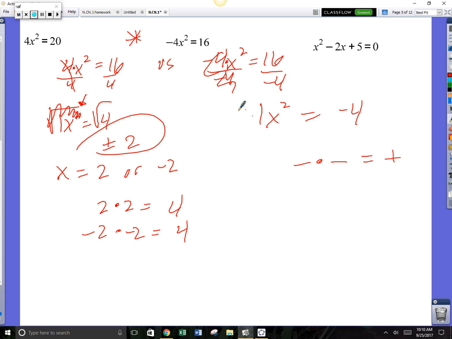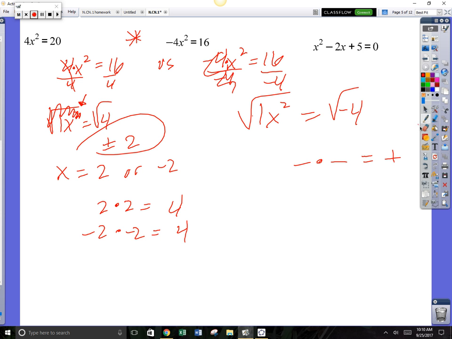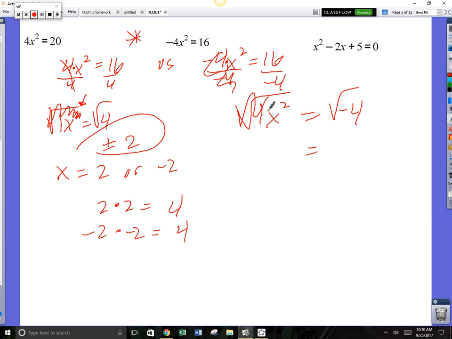Undo the square. Square root, square root. And the square root undoes the square, so we got x. And then it just took a square root, so I need both. The plus and minus. Square root of 4 is 2, but square root of a negative is imaginary. So we introduce the imaginary set of numbers.